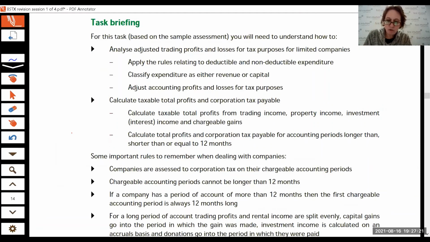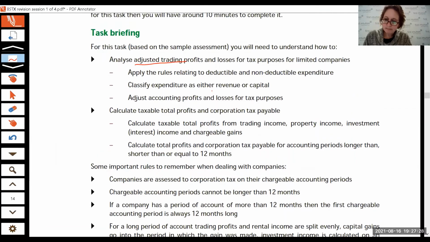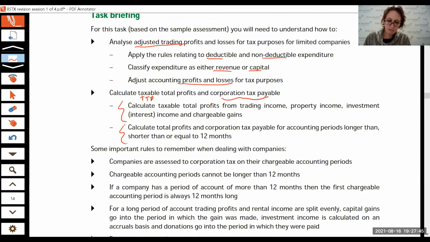already talked about the sorts of things we're going to be doing in this task. We're going to be adjusting profits for companies. What's deductible and what's not, whether it's revenue, whether it's capital, adjusting our profits and losses, and calculating our TTP, and calculating the tax to actually pay. So all that we've just revised through looking at the reference material and the time apportioning and the cash basis, etc. we've also looked at.